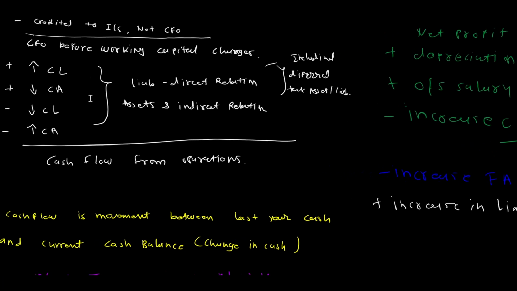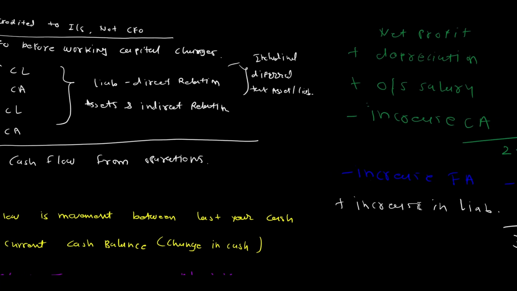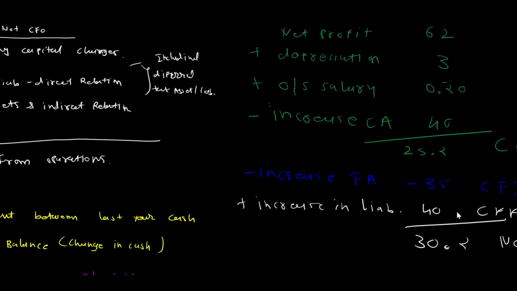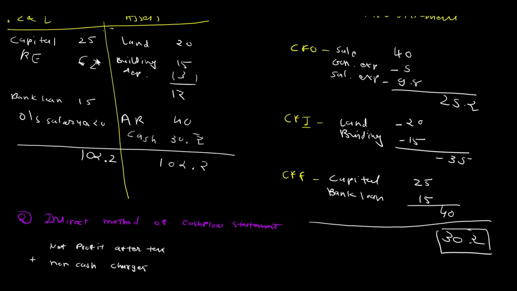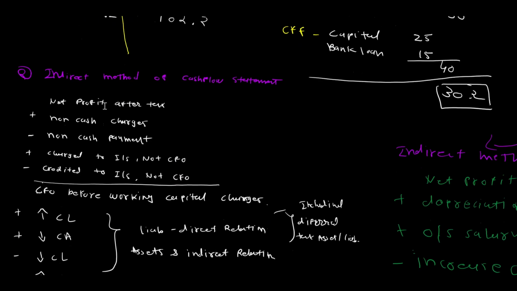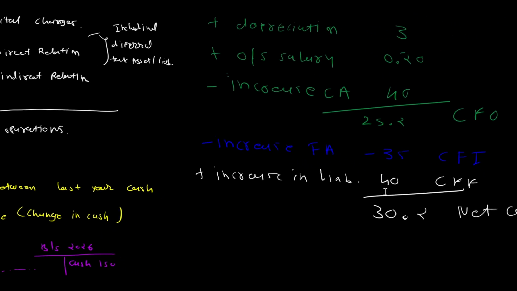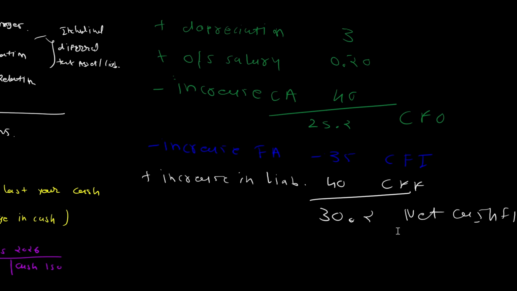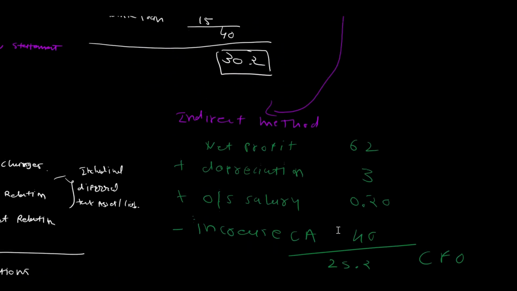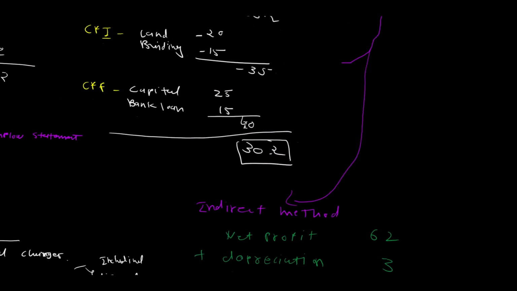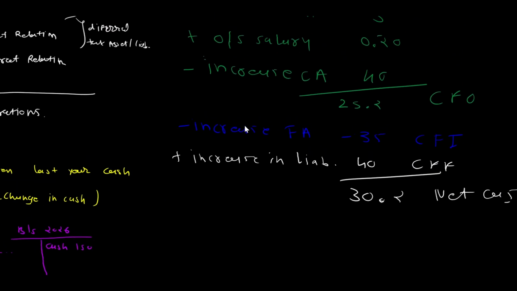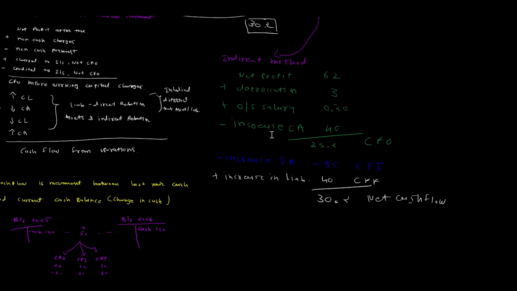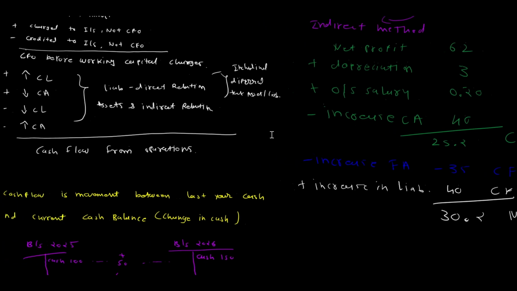If our liability increases, I have received the cash or not paid the cash. So 40 is my cash flow from financing. 40 is because I have raised the capital and the bank loan. So it increased my cash flow from financing, and net cash flow is 30.2, which matches the direct method. So this is the example of the indirect method of the cash flow statement.